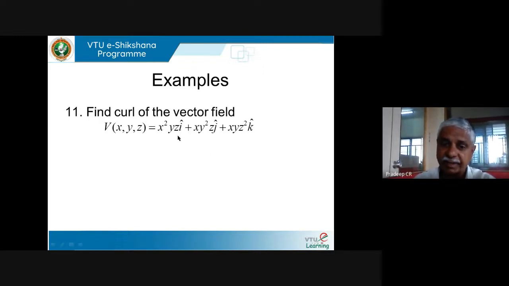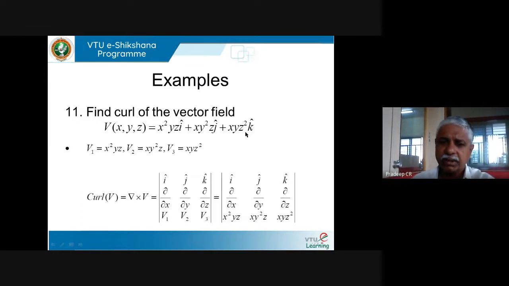Find the curl of this vector field. This is pretty bad looking, but still there is symmetry. x square yz i cap plus xy square z j cap plus xyz square k cap. If you want to compute the curl of this, do the same thing. Find out what v1, v2, v3 are, that is the component of i, component of j, component of k. They are v1, v2, v3. Curl of v by definition is nabla cross v, which I evaluate like this. i, j, k, the nabla coefficients are written here, the v coefficients are written here.